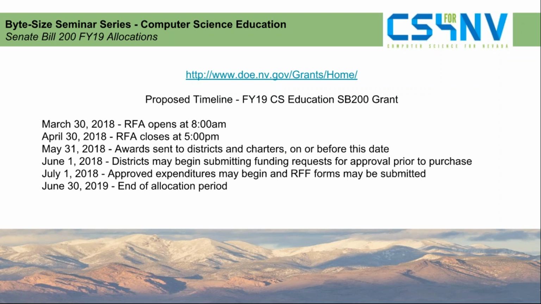But this is the timeline. It opened March 30th. It closes on the end of this month. And then it goes through the process. Districts can begin submitting their funding request for approval on June 1st so that we can get everything in alignment. Their budgets can be approved and their plans, because sometimes there's a lot of back and forth on that to get it tweaked just right. So that gives some time there. And then they're ready to go July 1st for their approved expenditures to start purchasing things. So hopefully you can get your items in your classrooms very quickly. The end of the FY19 allocation period is on June 30th.